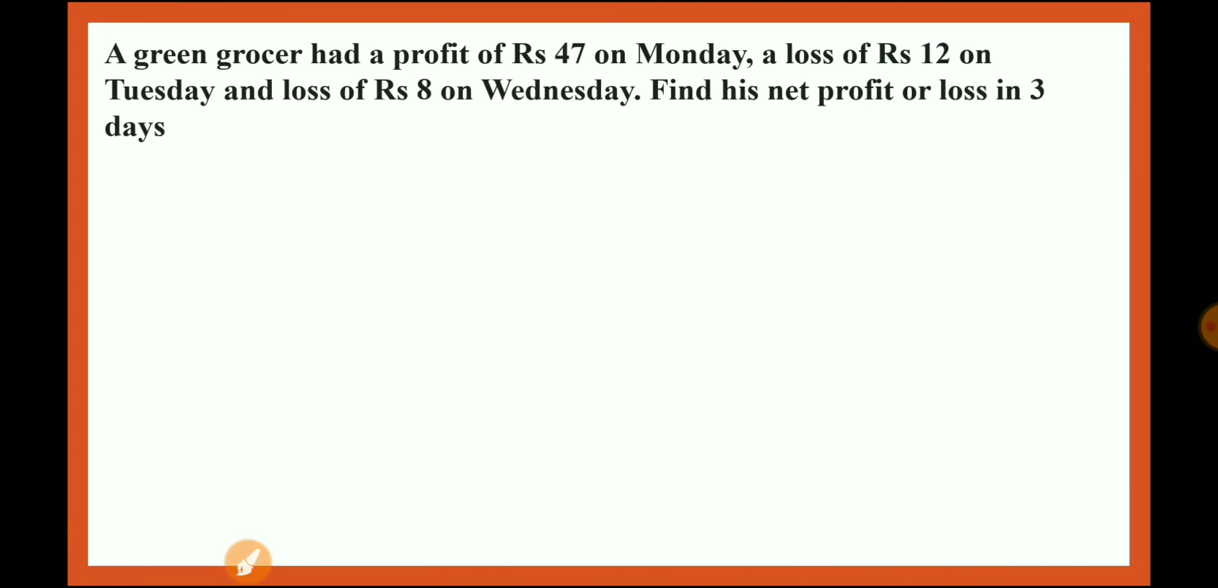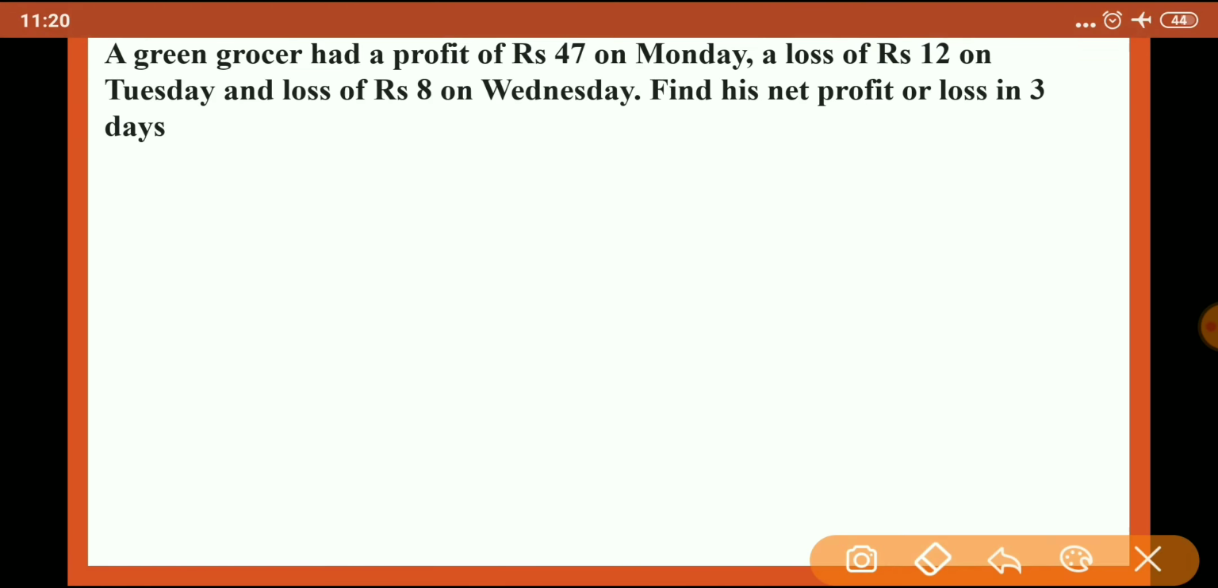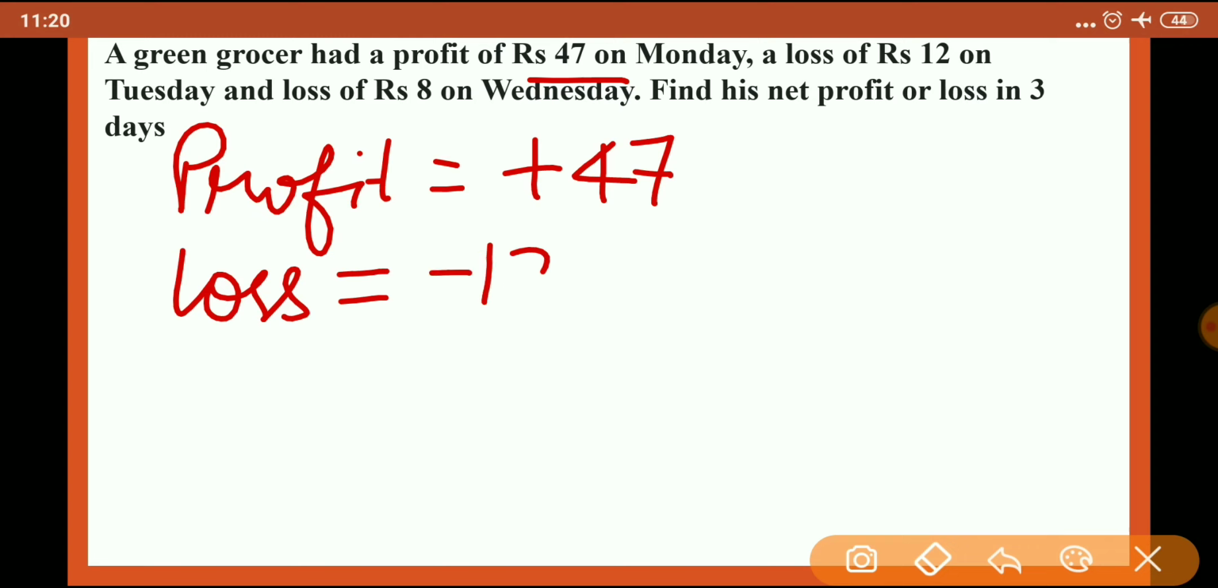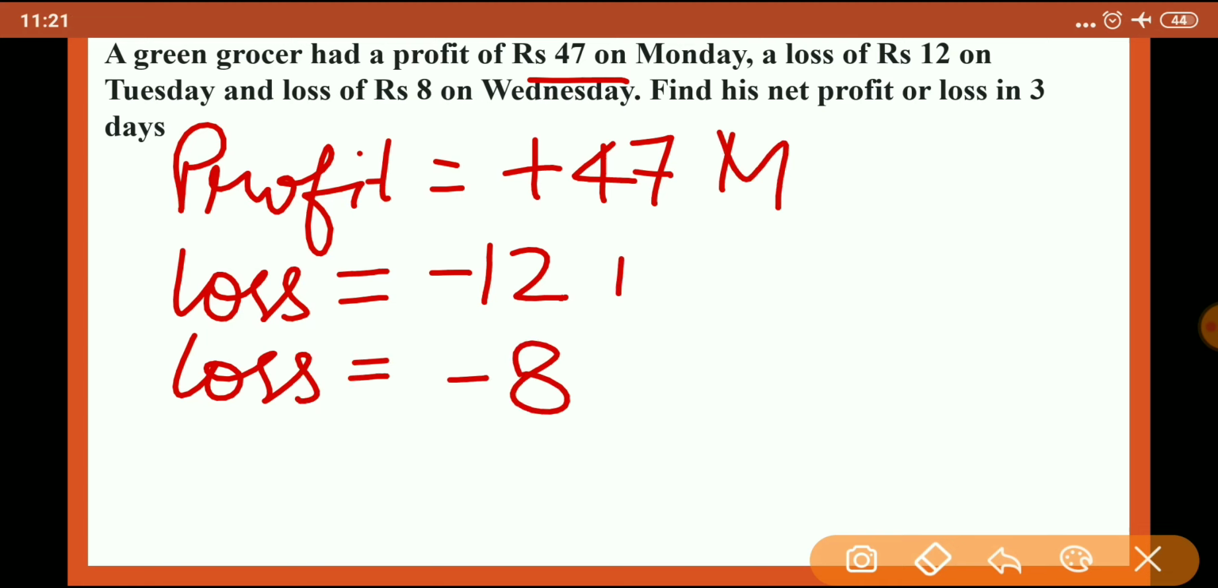Now the next one: a greengrocer had a profit of 47. We will write profit as plus 47. On Monday, a loss of, it means now it is loss. So loss you will write minus 12. And loss of, again it is loss. So that is minus 8. So this is on Monday, this is on Tuesday, and this is on Wednesday.